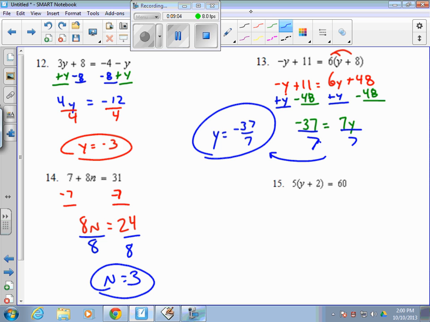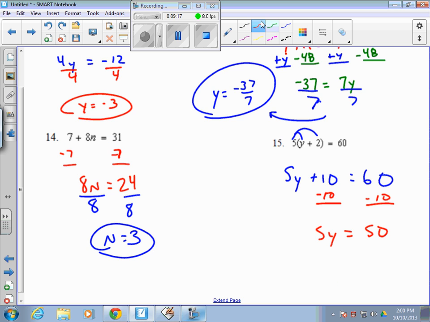Okay, 5y plus 2 equals 60. 5 times y is 5y. 5 times 2 is plus 10 equals 60. Get rid of plus 10 first by subtracting 10. Do the same on the right. 5y equals 50. And get rid of 5 times something by dividing by 5 on both sides. y is 10.